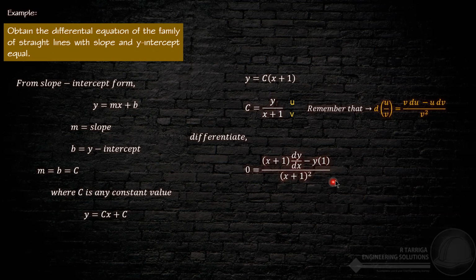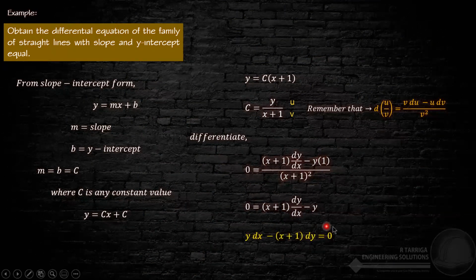Because this is an ODE. If we simplify by cross multiplying, 0 times any number or any variable must be 0. So that would become like this. Simplifying, that will become y dx minus quantity x plus 1 dy is equal to 0. So this is the differential equation of the family of straight lines with slope and y-intercept equal. In any such family of straight lines, the slope and y-intercept must be equal.